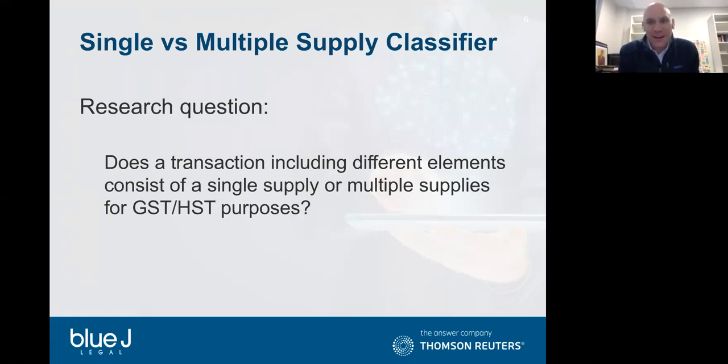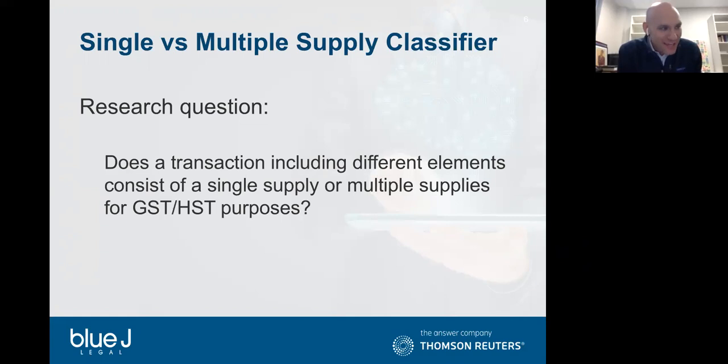Let's get into an actual situation that comes up all the time. And so the research question is this: does a transaction including different elements consist of a single supply or multiple supplies for GST, HST purposes?